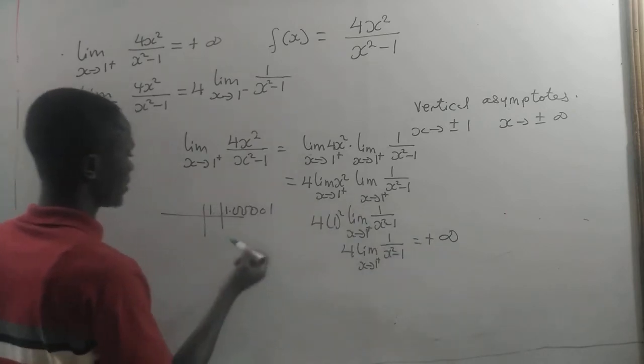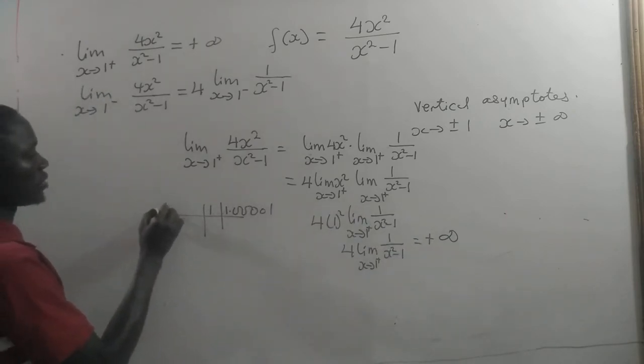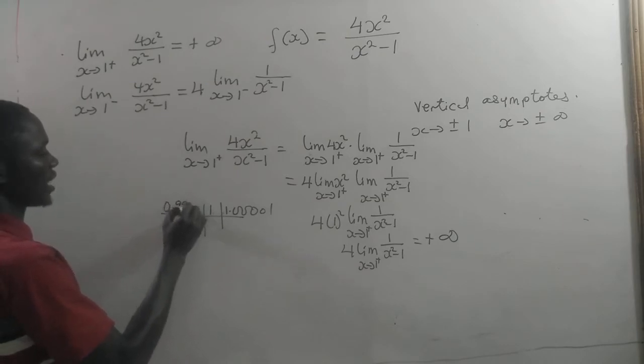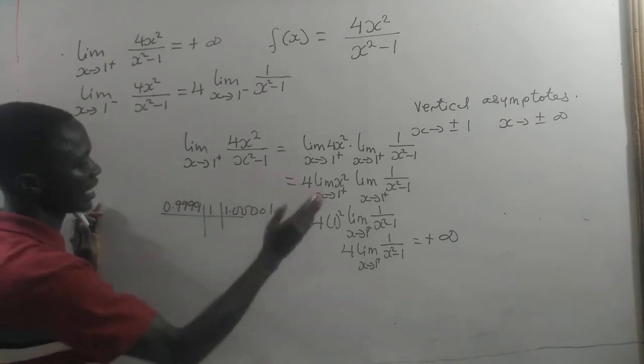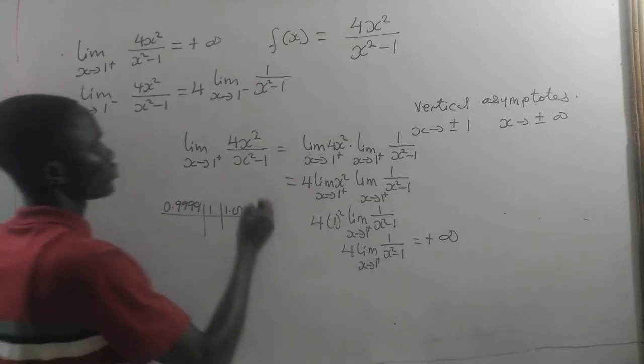1.00001 is on the right. And on the left, you can have 0.9999. Yes, this on the left, 0.9999. So let's check that one and see.